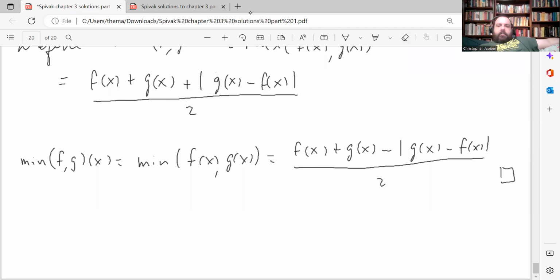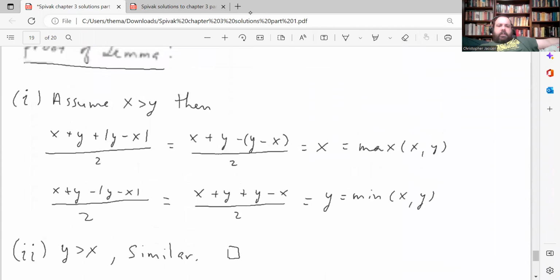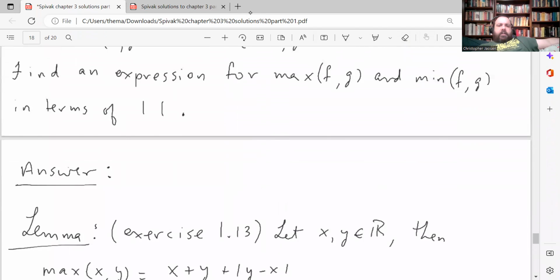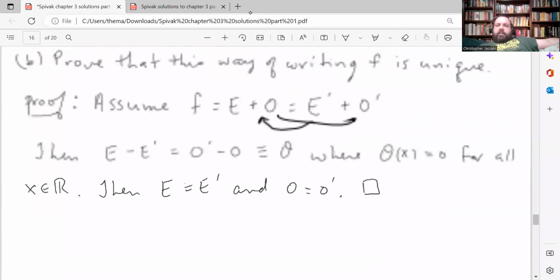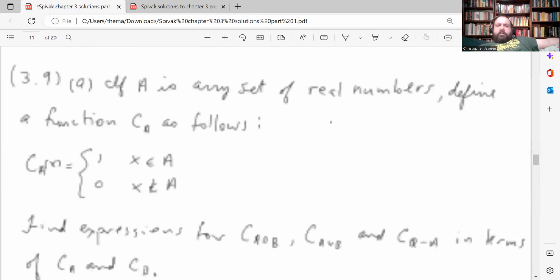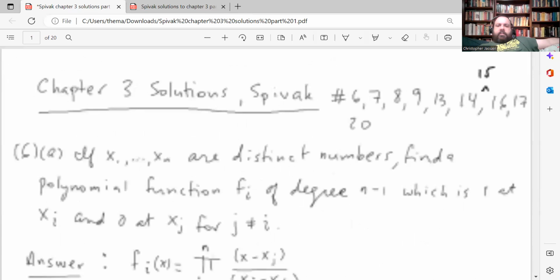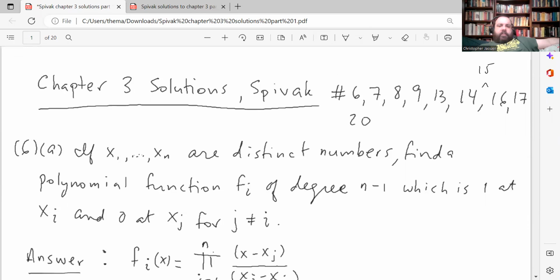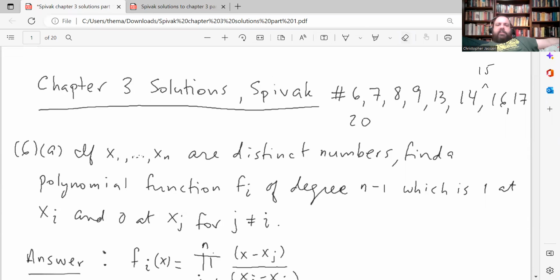Oh, is that it? I thought there were multiple parts to that one, but I guess there aren't. Okay, well, that's problem 6. Which ones did I do? 6, 7, 8, 9, 13, 14. I'll make a separate video for problems 15, 16, 17, 20. So I should be able to finish those up relatively soon. But I'll end this video here.